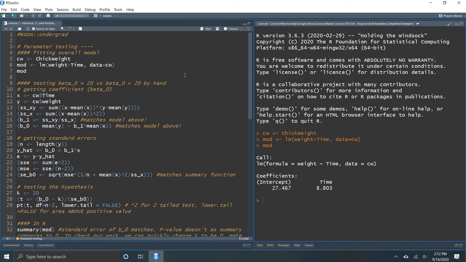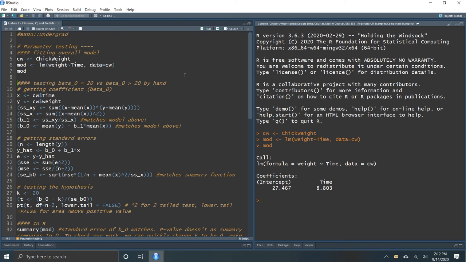Now in running the model, I saved a linear model. I'm going to use Time, that is how long a chick has been around, to predict how heavy that little baby chick is. So we're going to use Time to predict weight with the chickweight dataset. Now for our first test, we'll construct a test by hand.